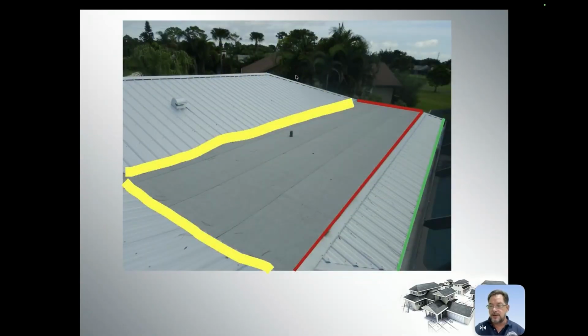Now, the green line here is our perimeter, but our red line is our non-hip. The yellow line is a valley or a transition. We don't count that, but I was getting questions about it, so I drew that in for everybody. It's not included in the measurements.